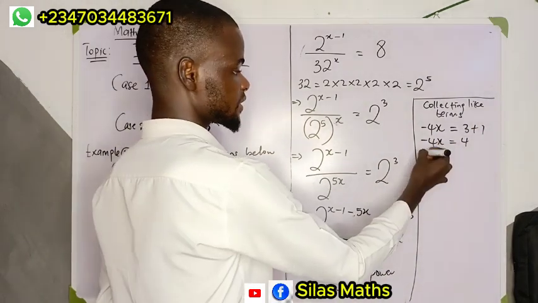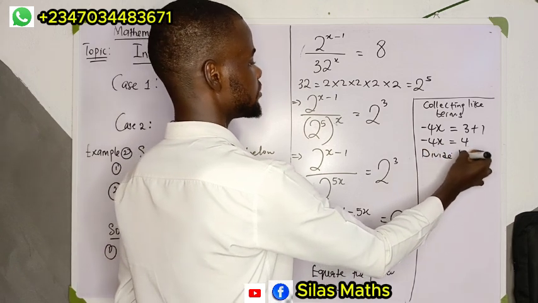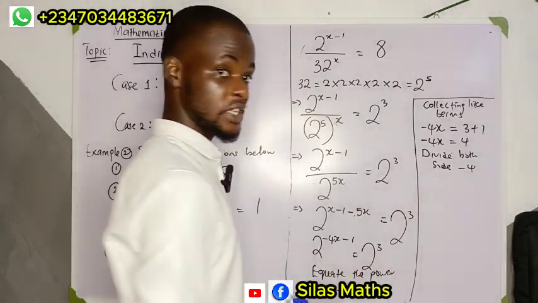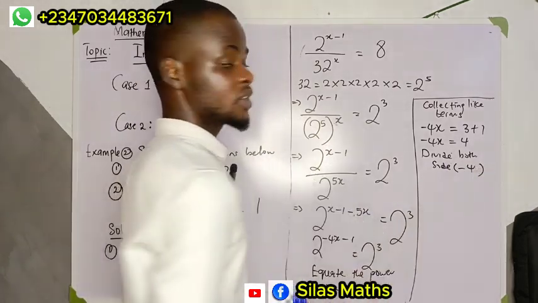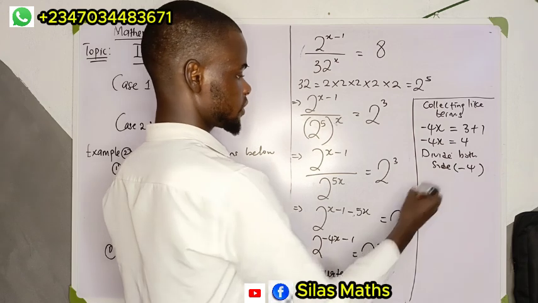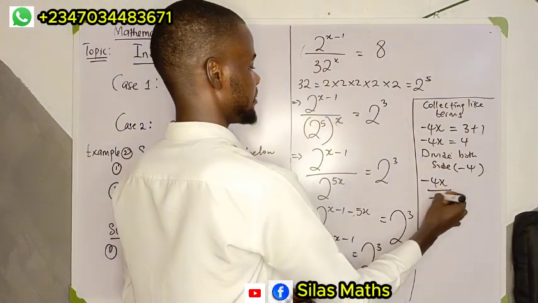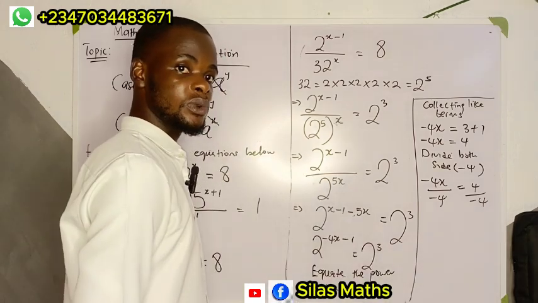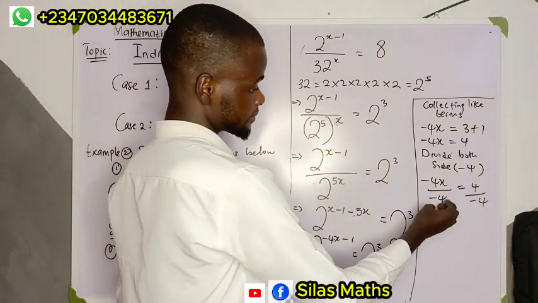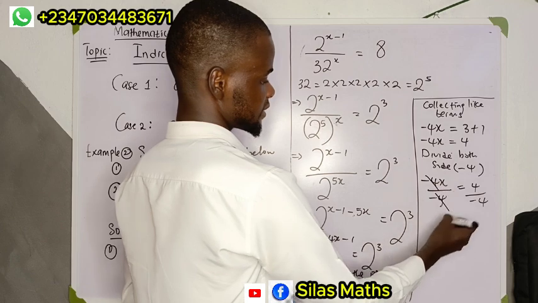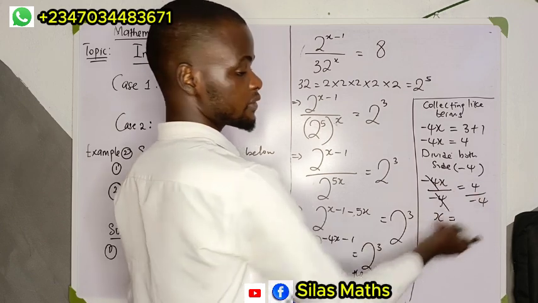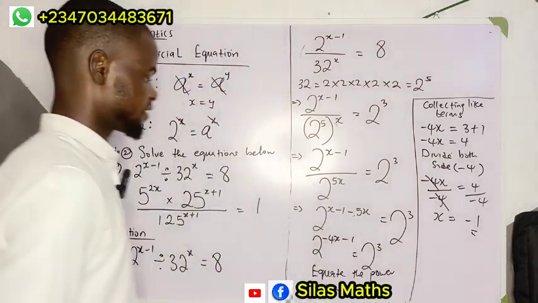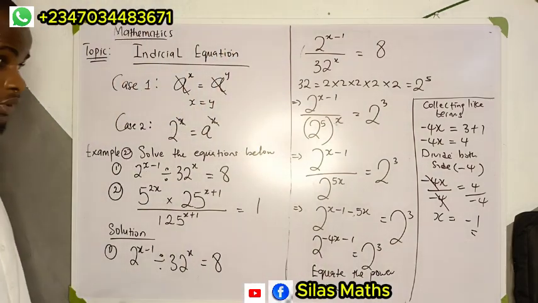So divide both sides by negative 4, that is the coefficient of x. Coefficient of x is negative 4. So I'm going to have minus 4x divided by minus 4 equal to 4 divided by minus 4. When we simplify that, this cancels out this, then x equals 4 divided by minus 4, which gives us minus 1. So that is our answer for this. This is the answer for number 1.